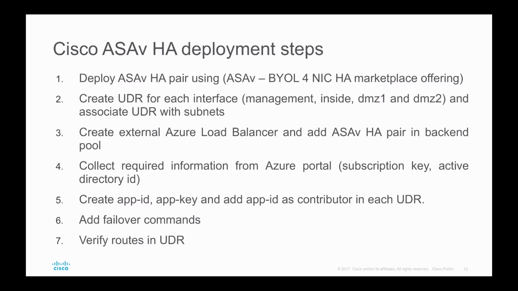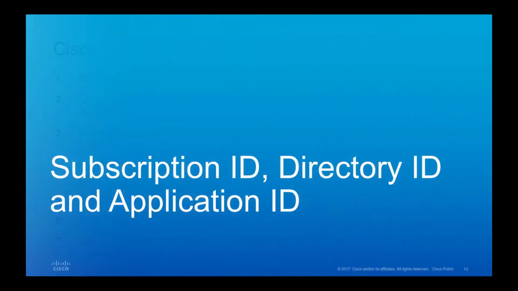Once I have my IDs with me, then I will log into both ASAs, primary and standby ASA, and add failover commands. After adding failover commands, ASA will initiate REST API calls and add routes in the route table. In the end, I will verify routes.